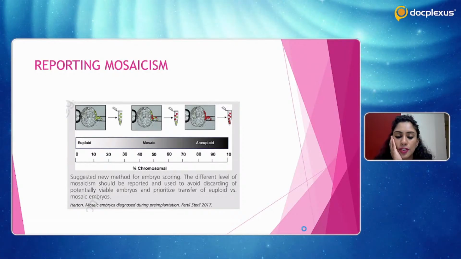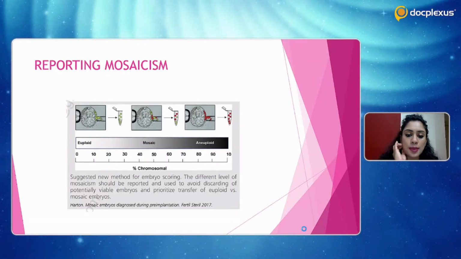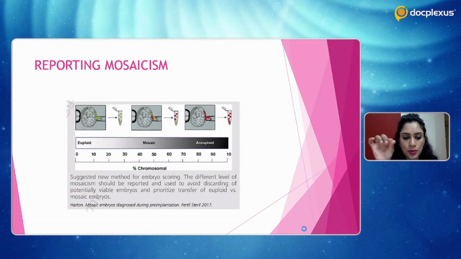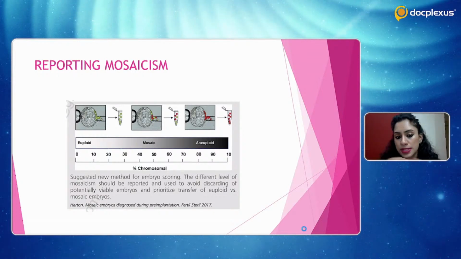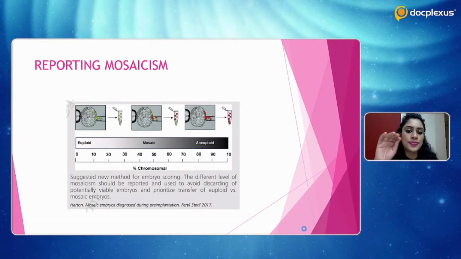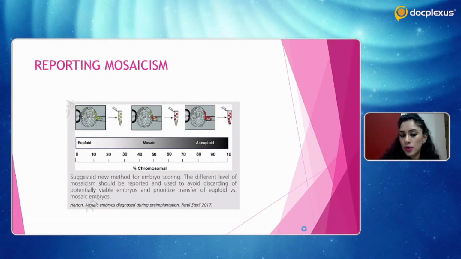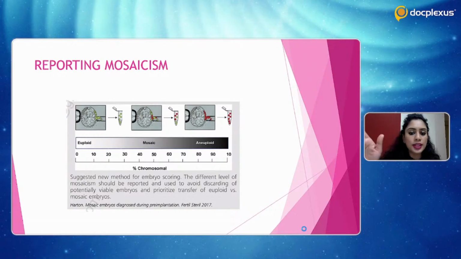So the different levels of mosaicism should be reported and used to avoid discarding potentially viable embryos and to prioritize transfer of euploid versus mosaic embryos. So you have to quote the percentage of the mosaicism. Below 20 will be euploid, as you can see in the diagram. More than 80 is aneuploid. Between 20 to 80, depending on the percentage, it will be decided whether it will be transferred or not.